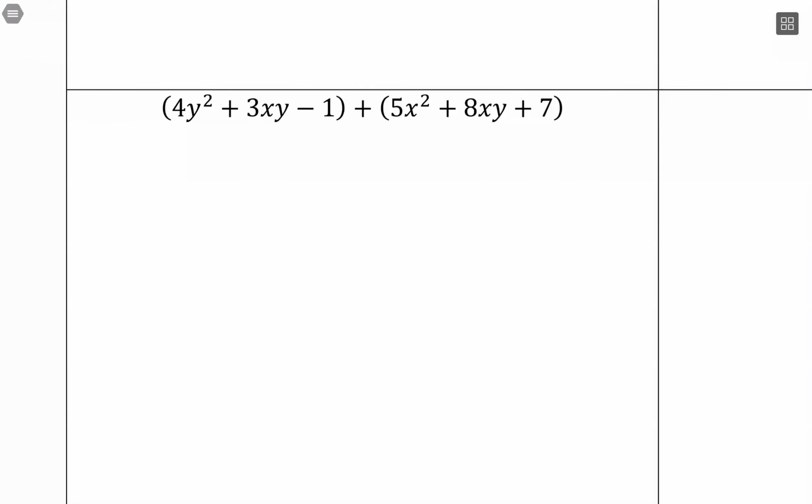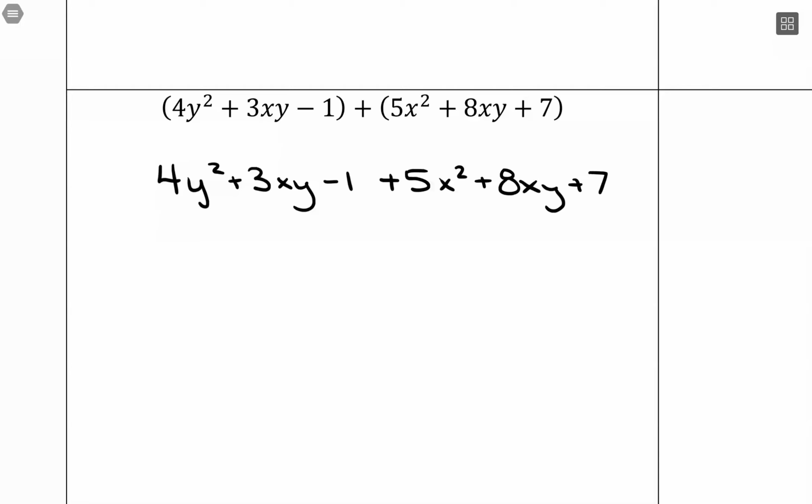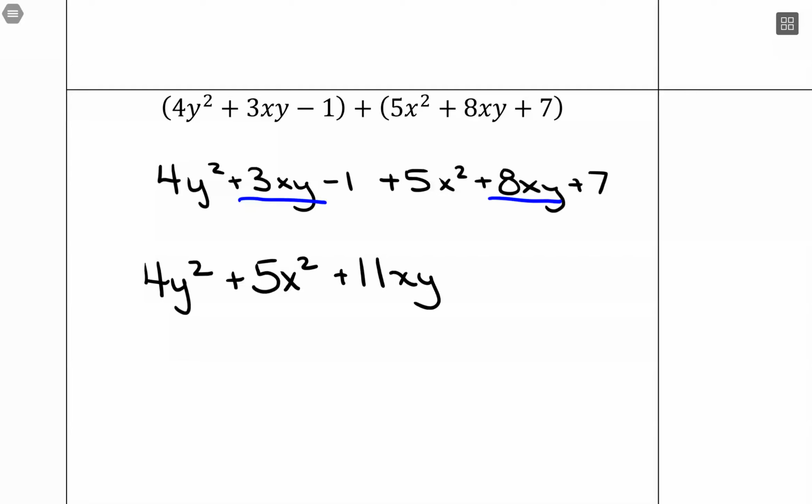Alright, so this one here is just addition. So I'm just going to drop those parentheses. And then look for like terms, which, okay, we have 3xy and 8xy. So we have this 4y squared that doesn't have anything to add with. Also that 5x squared won't have anything to add with, so I'll just put that up front. Positive 3xy plus 8xy, so 3 plus 8 is 11xy, and then negative 1 plus 7 is a positive 6, and then that's all done.